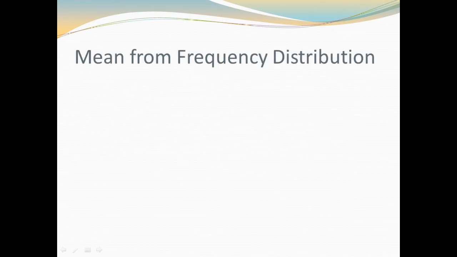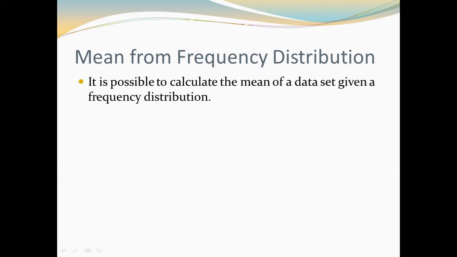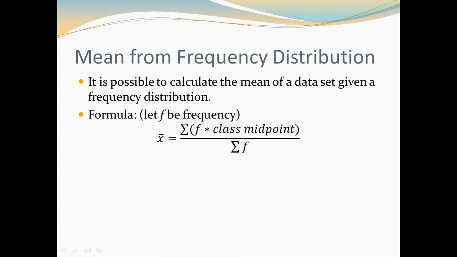First, let's talk about calculating a mean from a frequency distribution. It is possible to calculate the mean of a set of data given the frequency distribution. It might not be the exact mean, but it'll be very, very close to what the mean is supposed to be. The formula for this is we're going to let f be the frequency. So the mean, x bar, is equal to the summation of each frequency times its class midpoint, and then we sum all those, and that's all divided by the sum of the frequencies.